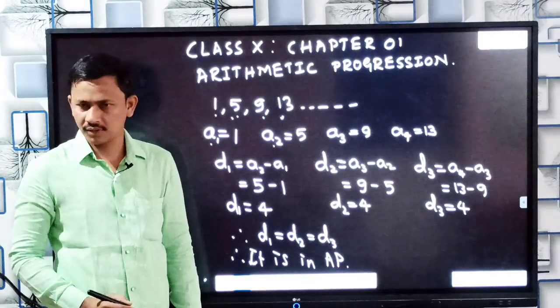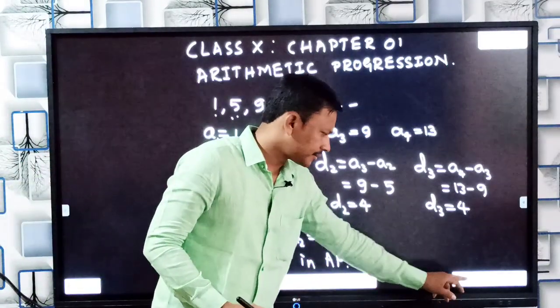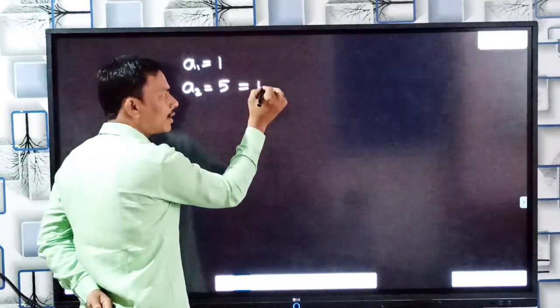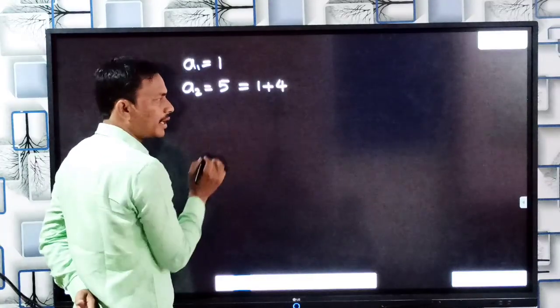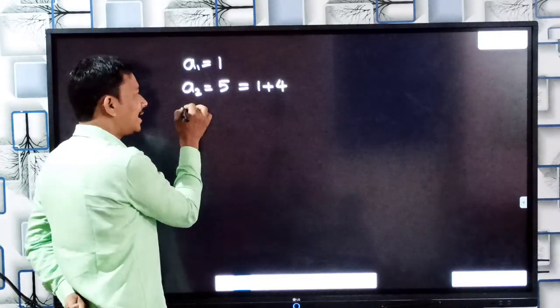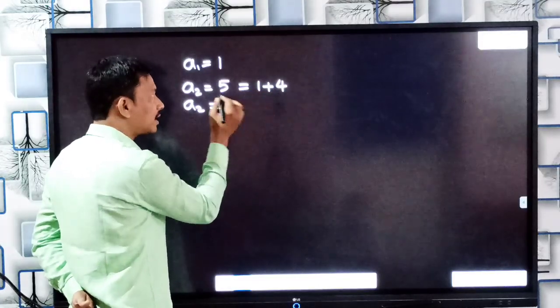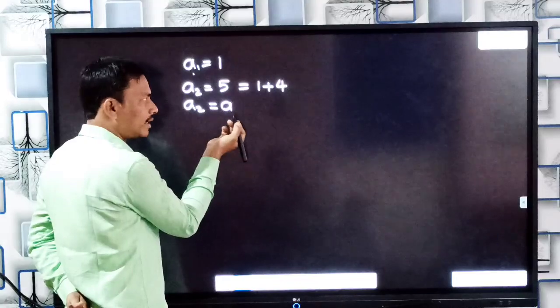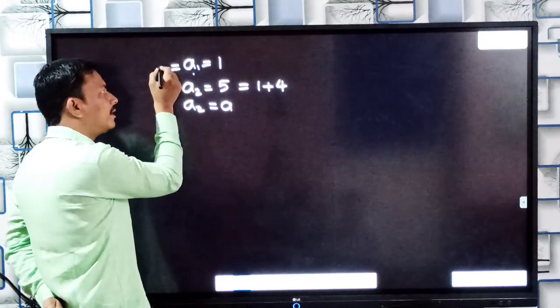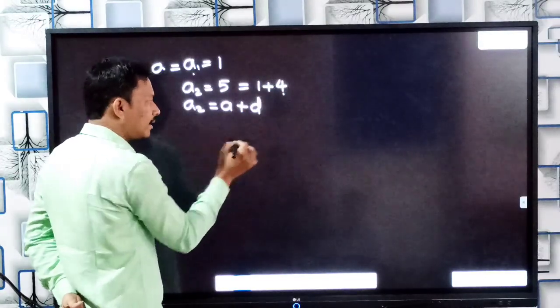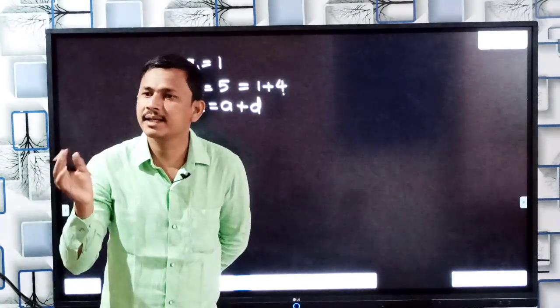Correct? Okay. Next, A is nothing but A1, which is 1. A2 is nothing but 5. 5 can be written as 1 plus 4. What is 4 here? D. A2 is equal to 1 plus 4. That means 1 is nothing but A1, which is A only. A plus 4, that is D. A2 is equal to A plus D.